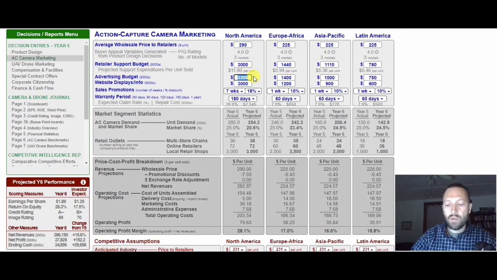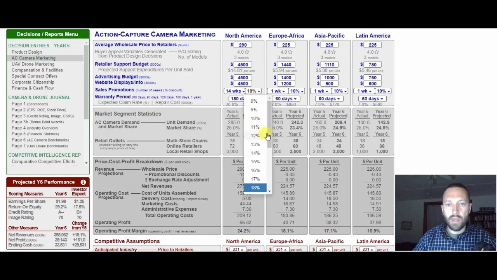I'm going to go 4,500. There we go. Let's go 4,500 there. 4,500. And it really doesn't matter what the absolute numbers are. It matters what my market share is and what this operating profit margin is. I want a constant market share of 25% again. So let's keep looking at that.